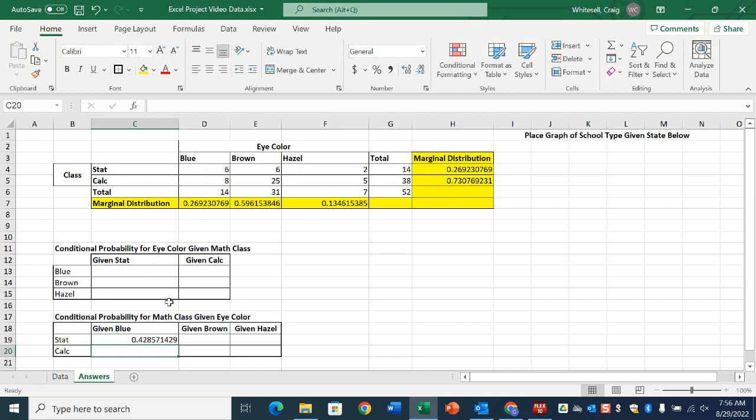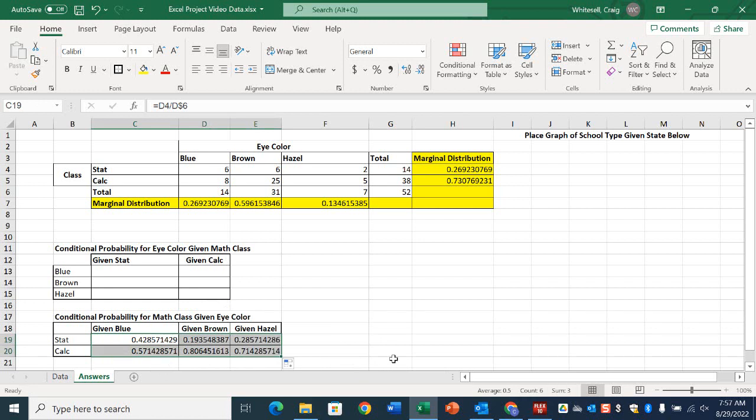So we put that in, and we find that 42% of blue-eyed individuals decided to take statistics, and again, we can calculate our proportion of calc blue-eyed individuals, and that was 57.1% of blue-eyed individuals chose to do a calc class. From here, we can again go into our corner and calculate the remainder of our table.